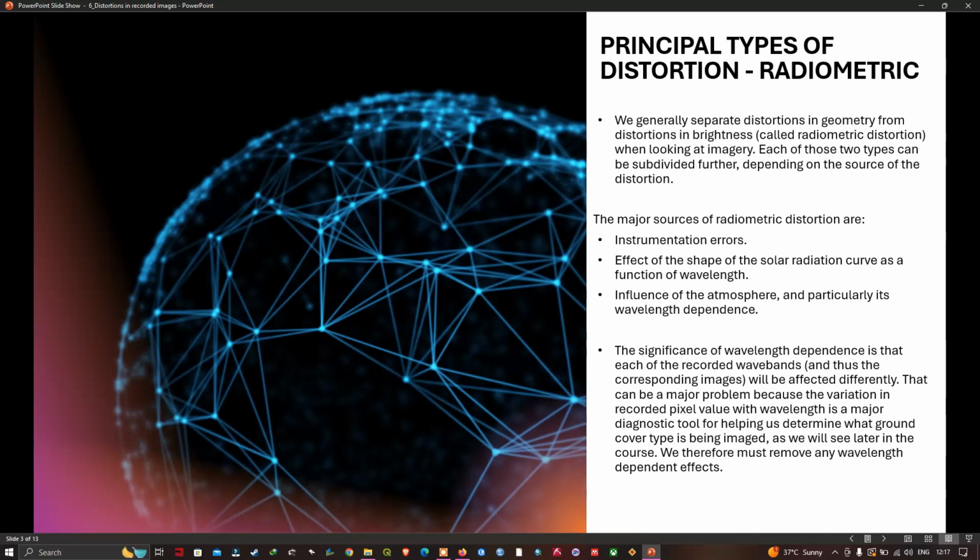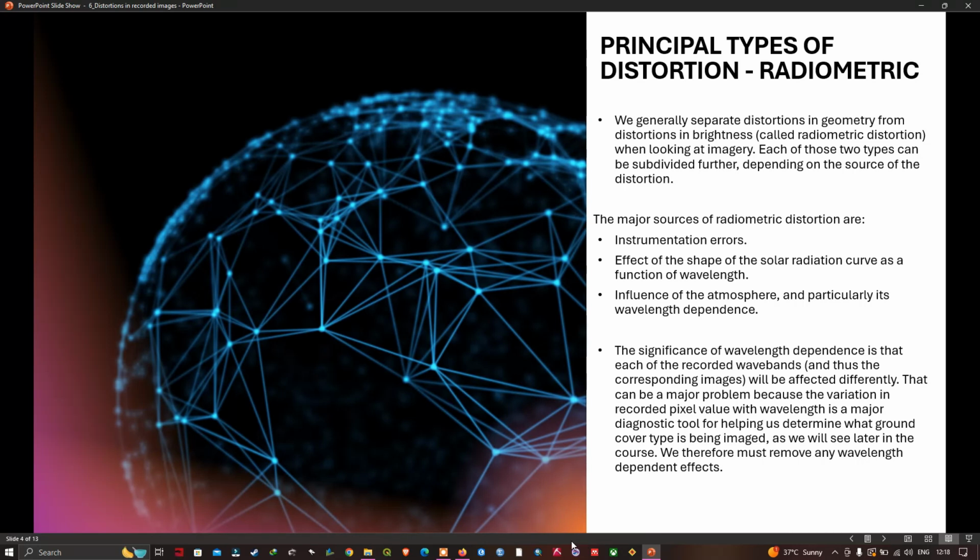Distortions can occur in the geometry of an image and in its brightness. We will look at each of those in turn, commencing with brightness distortions. Distortions in brightness are generally known as radiometric distortions. The radiometry, you will recall, describes the brightness level in an image.